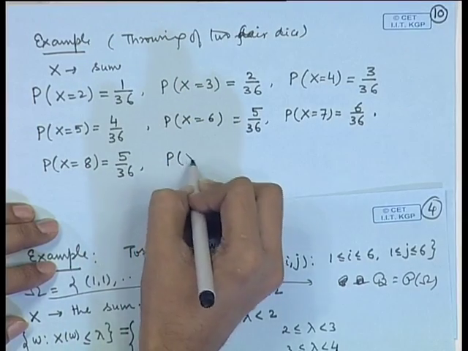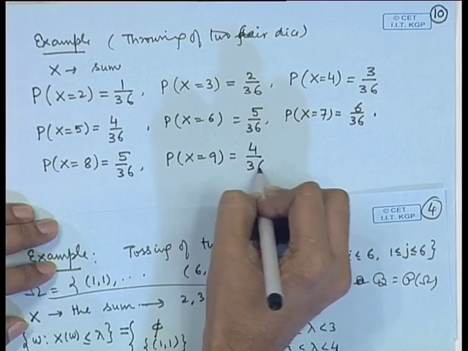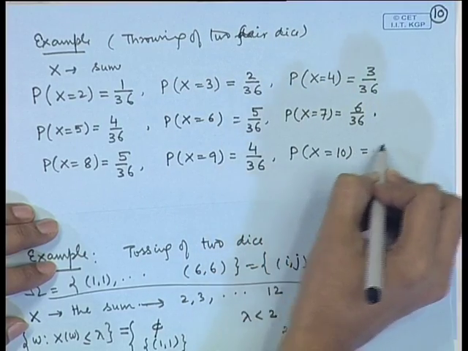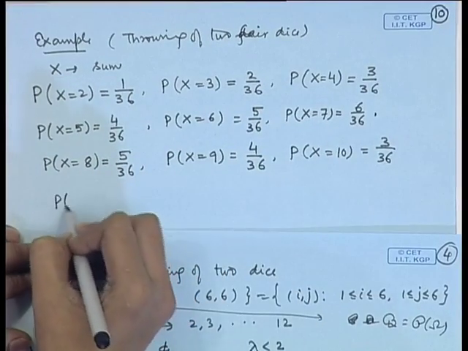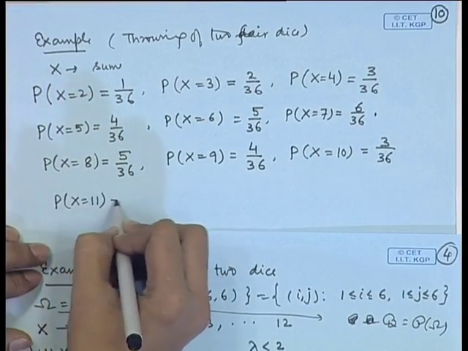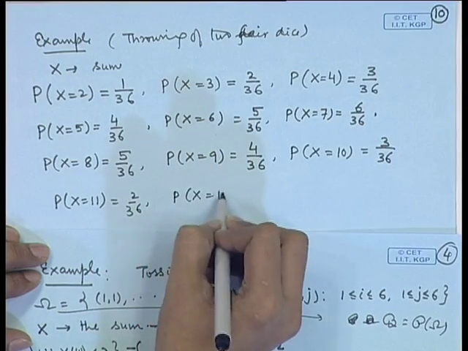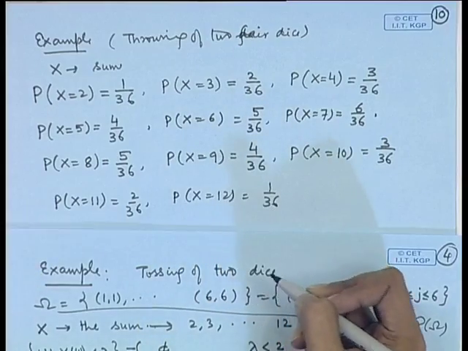Probability X equal to 9 will have 4 favorable outcomes. So, the probability will become 4 by 36. Probability X equal to 10 will be 3 by 36. Probability X equal to 11 will be 2 by 36 and probability X equal to 12 will be equal to 1 by 36, corresponding to only the outcome (6,6).